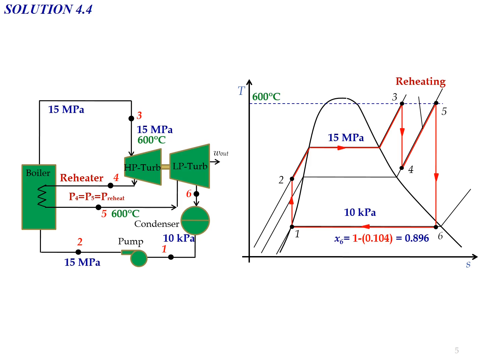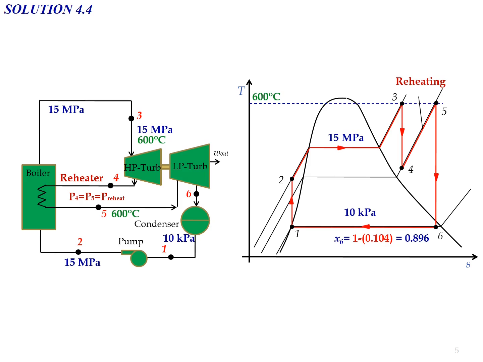Inlet temperature for the first turbine, the high pressure turbine, is 600 degrees Celsius, where T3 will be equal to T5, 600 degrees Celsius. And we have isentropic expansion process in both turbines, the high pressure turbine and the low pressure turbine. And the last information that we have is the value of moisture content equal to 10.4%.